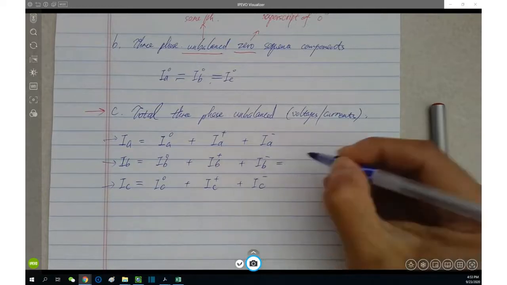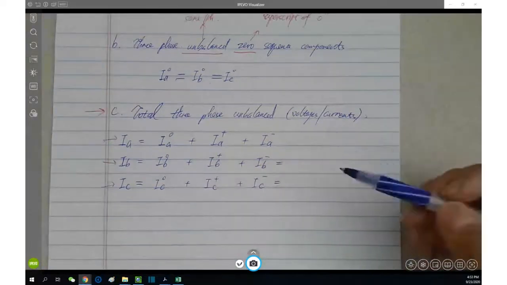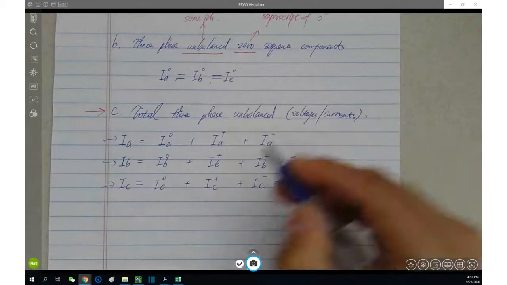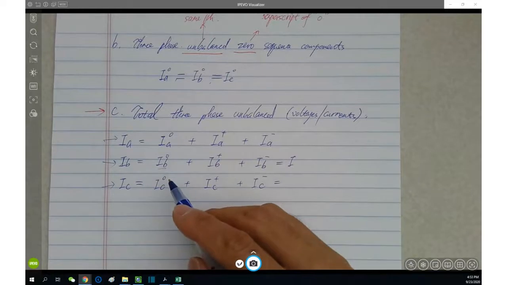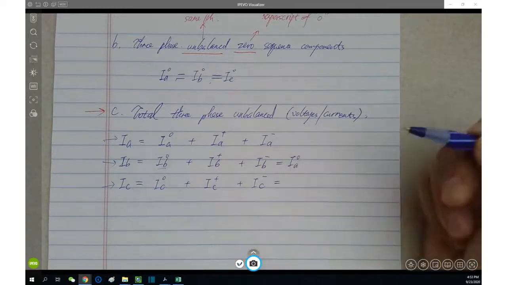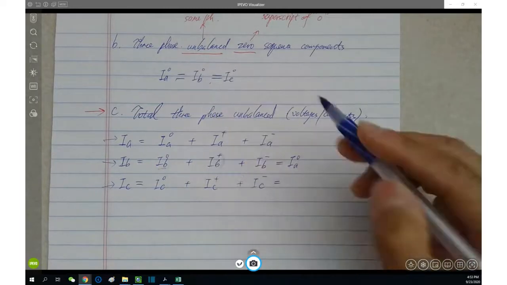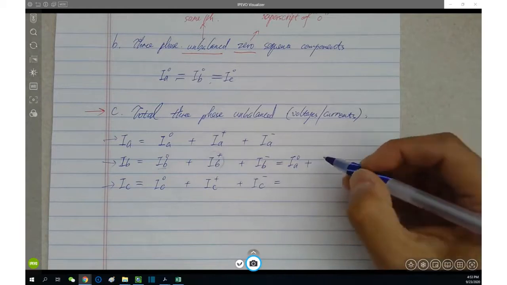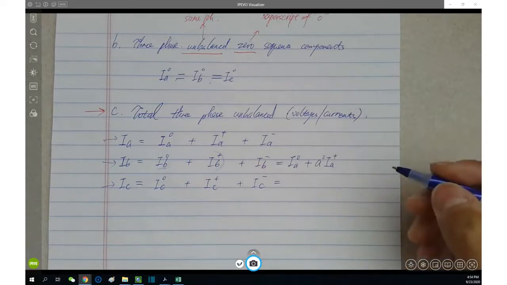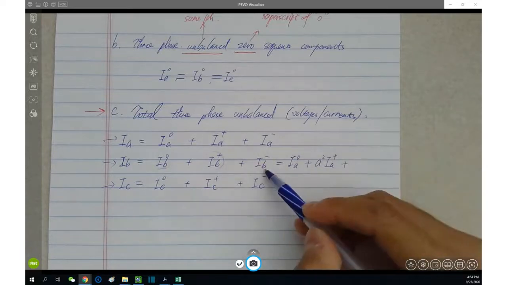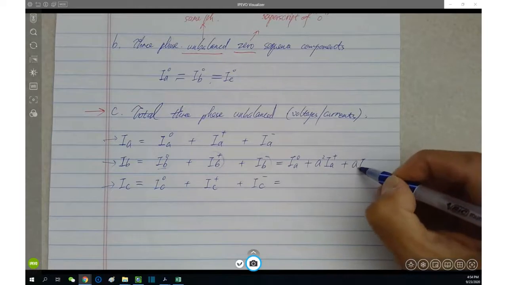And if you substitute phase B and phase C current in terms of phase A, then what do you get? Phase B zero sequence is equal to what in terms of phase A? IA zero, which is mentioned here. And then phase B positive sequence in terms of phase A is what? A square times IA positive, right? Phase B negative sequence component equals what? A times IA negative.